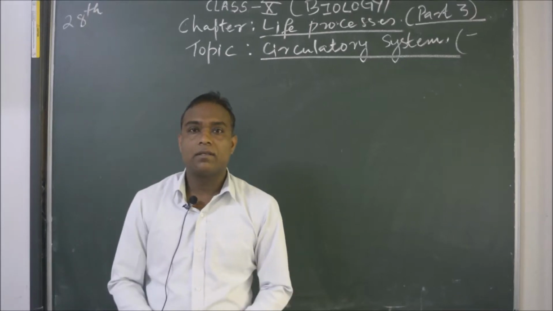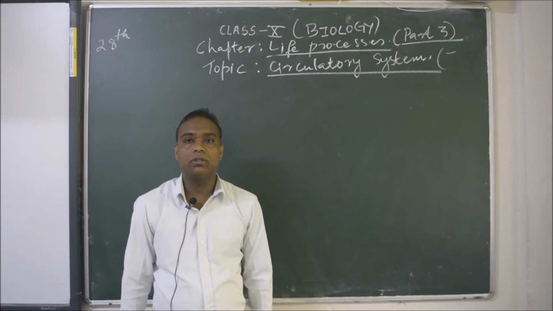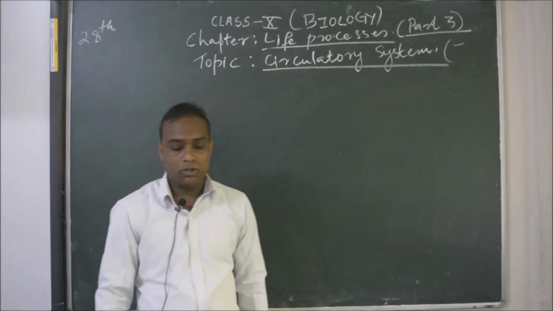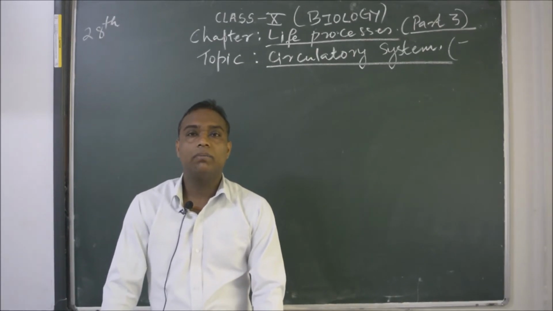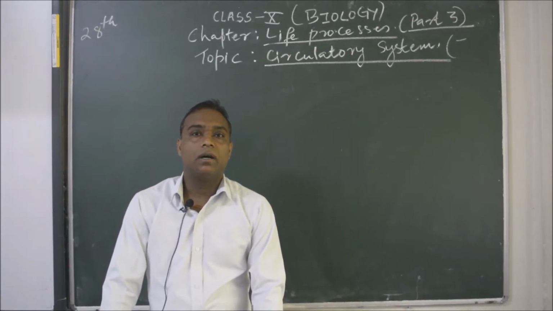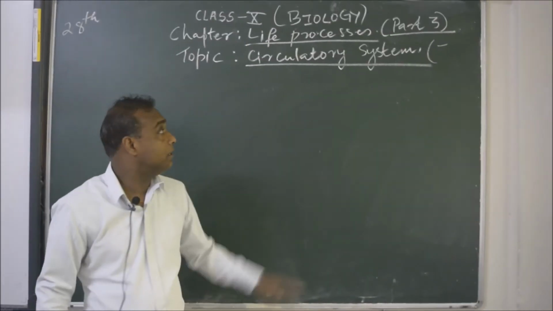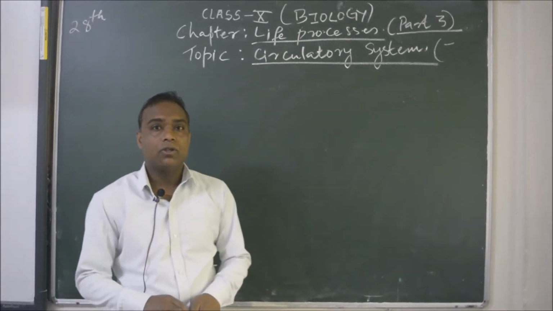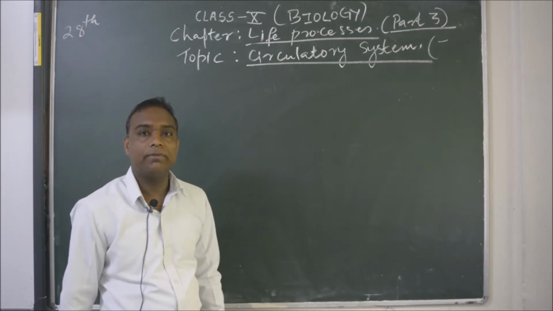So, this is for class 10 biology, and today we are going to learn about the circulatory system. This is about the circulation and how the blood is circulated in the body, and the system related to this is known as the circulatory system. First of all, let us see what the different organs involved in the circulation are.